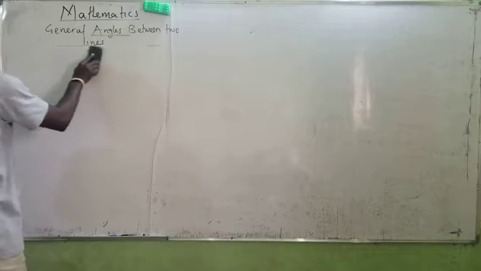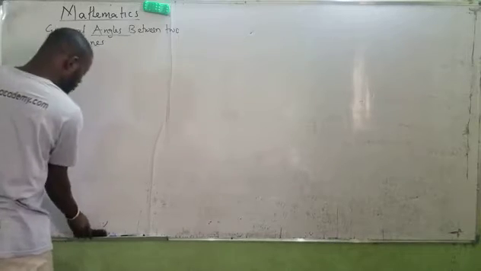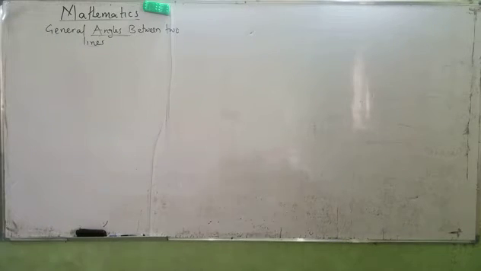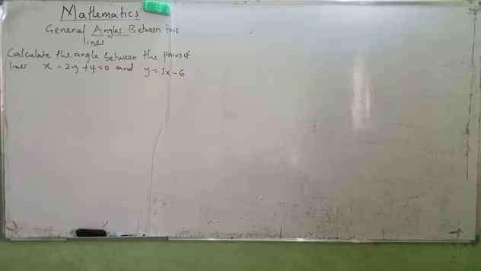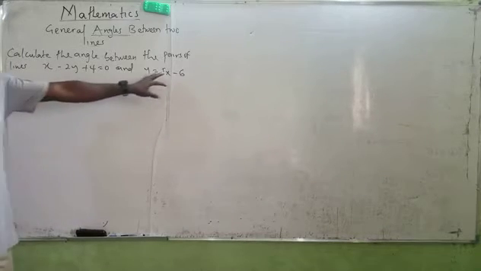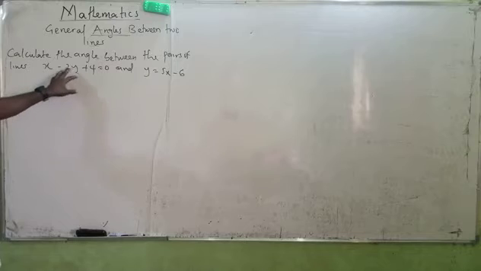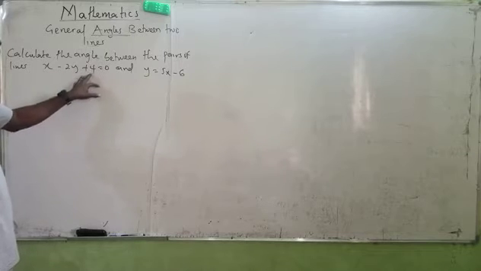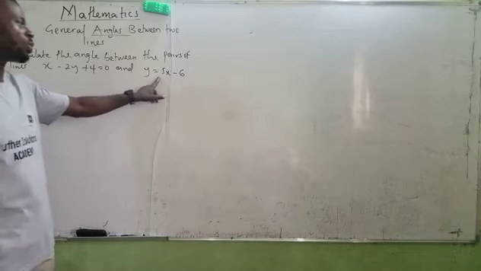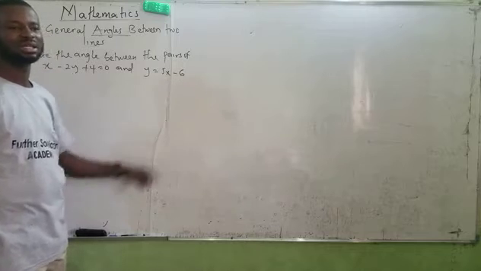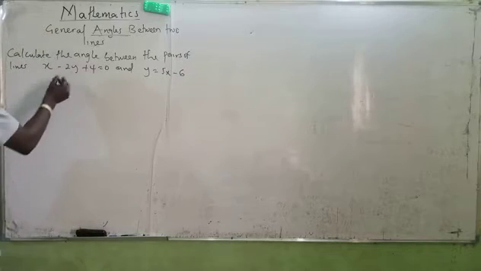Now look at this. I have this question for us. Calculate the angle between the pairs of lines. This is line 1 and line 2: x minus 2y plus 4 equals 0, and y equals 5x minus 6. Solution to this problem.